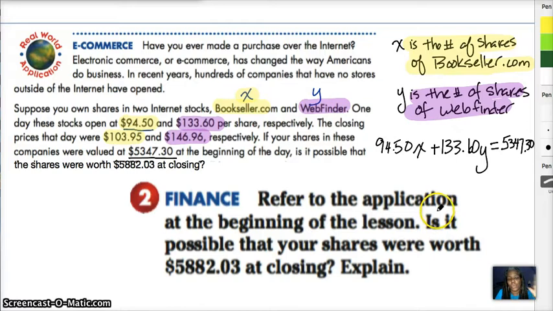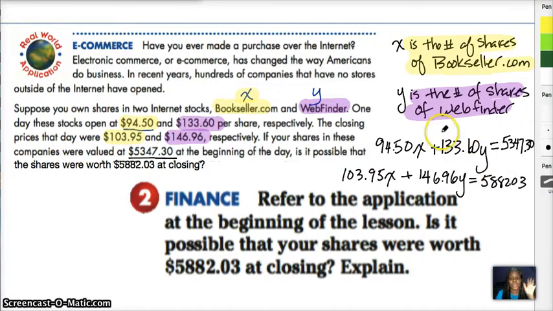Now with that in mind, you recognize that our stocks have increased during the day, yay. And what we want to know is, is it possible that our shares could be worth this amount? So the equation that we're considering, we're seeing if this equation makes sense, is this next one. It'll be $103.95 per stock of the Bookseller at the end of the day, and then $146.96 per stock for the Webfinder at the end of the day. And we want to see if it makes sense that it could equal $5,882.03.